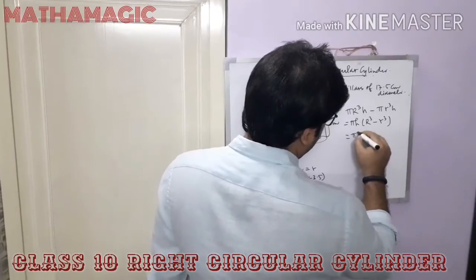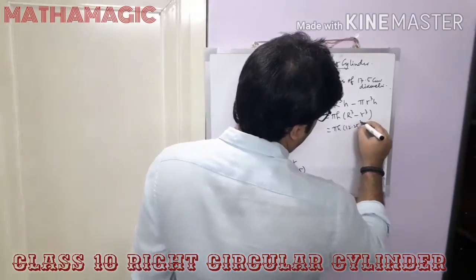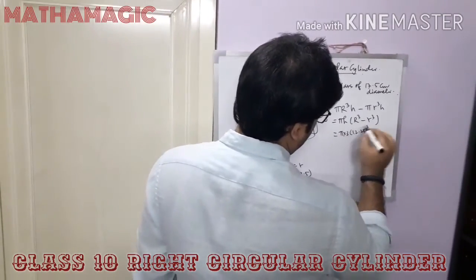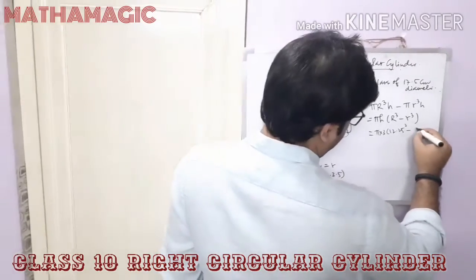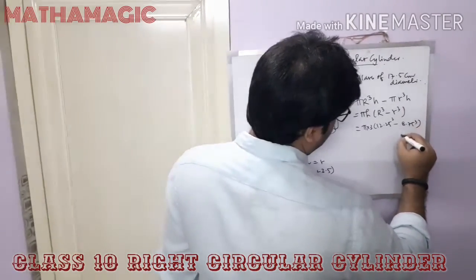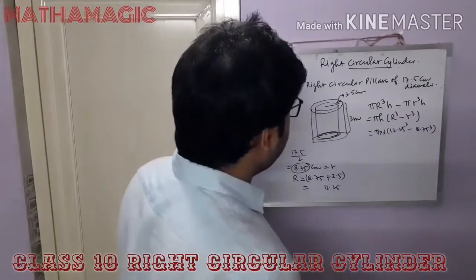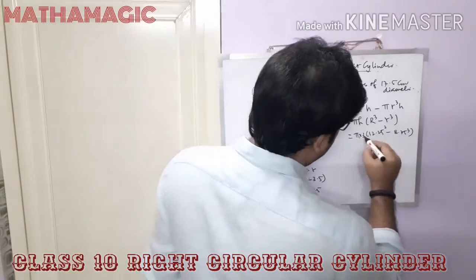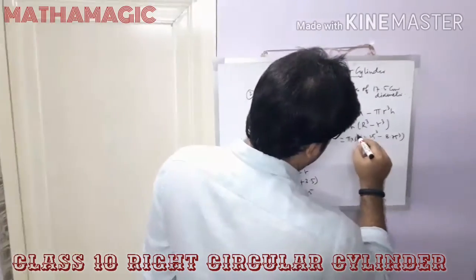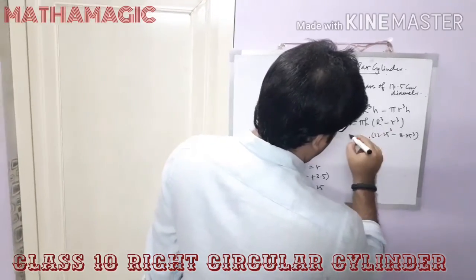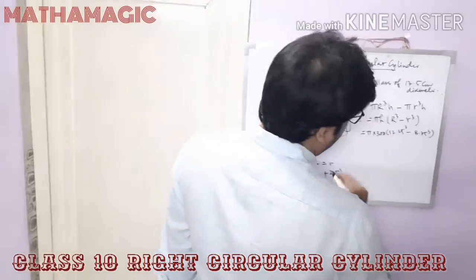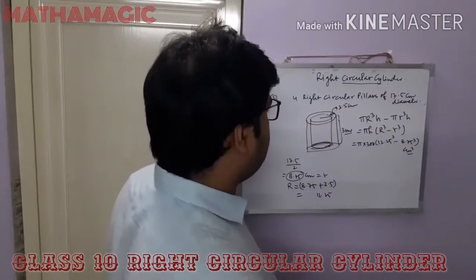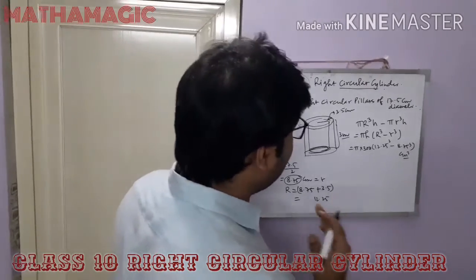So it will be pi into h into 12.25 whole square minus 8.75 whole square. h is given as 3 meter. We have to convert this into centimeter, so 3 meter means 300 centimeter. So we write it as pi into 300 into this much, centimeter cube of mixture is needed for the purpose of covering one pillar.